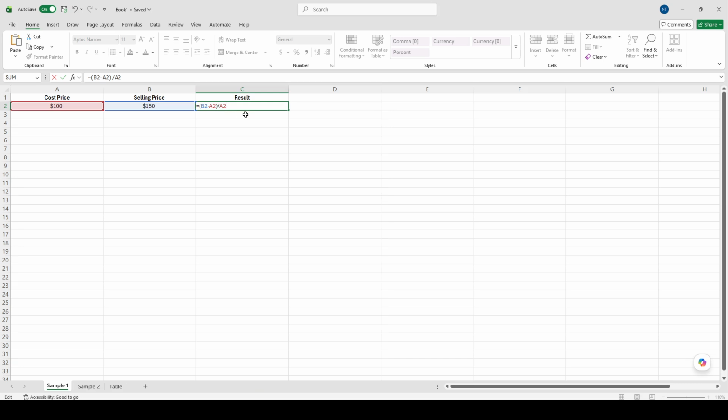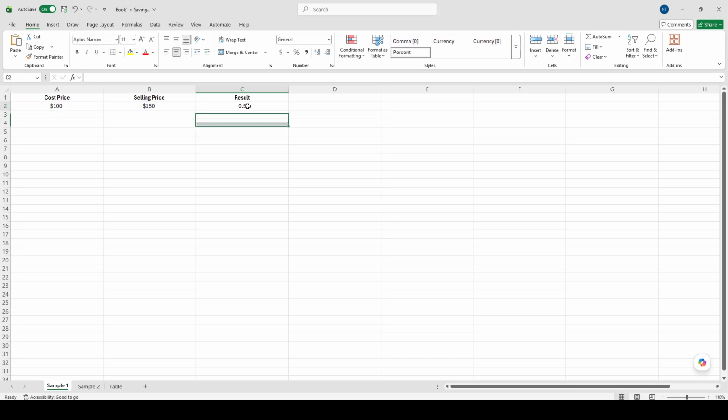After entering the formula, press Enter. Then click on cell C2 again so you can format the result as a percentage. To do that, press Ctrl plus Shift plus % on your keyboard. You can also click the % icon on the Home tab if you prefer using the ribbon. Excel will convert the decimal into a percentage format. In this example, the result will display as 50%.